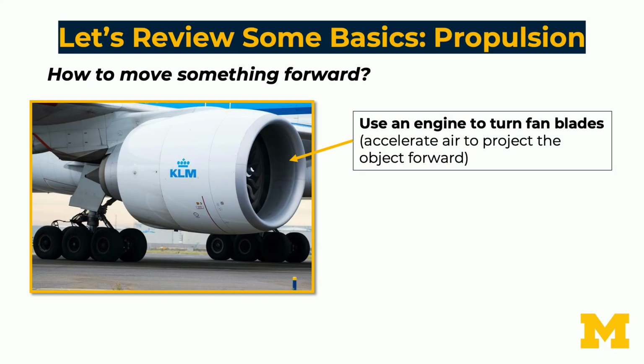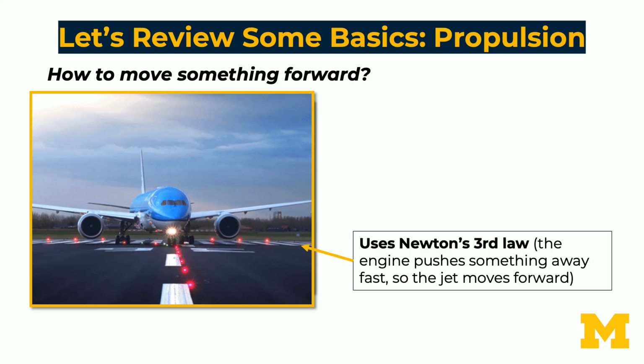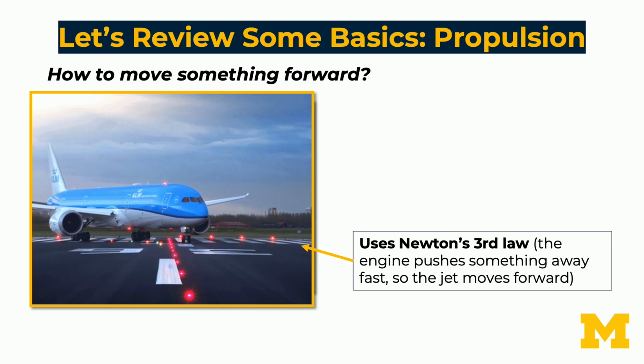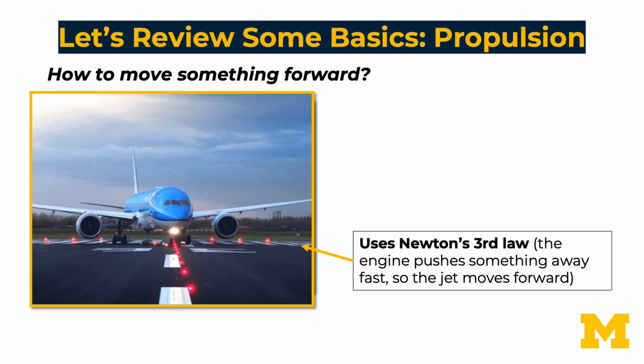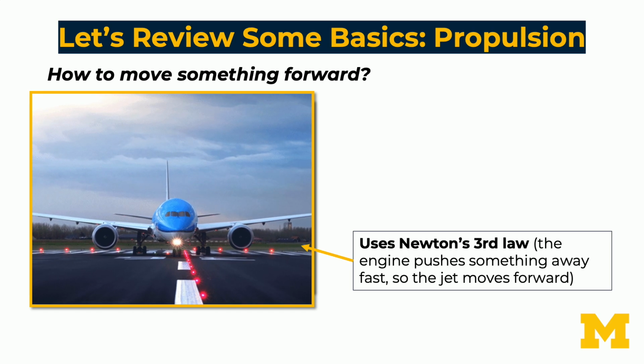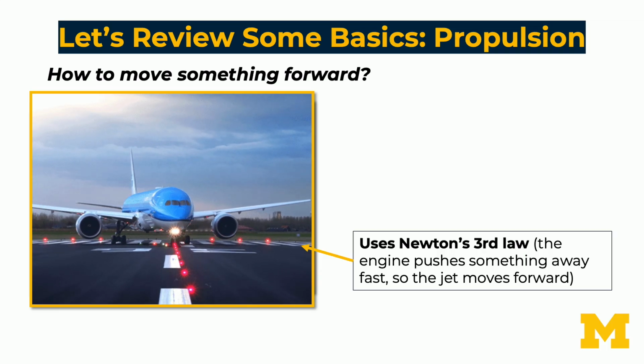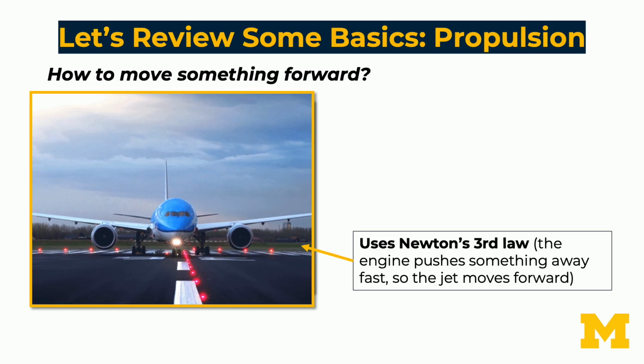So how do we move something forward using a jet engine? Well, the engine turns fan blades, and these fan blades accelerate the air. So it brings in air and then accelerates the air out the back. And it uses Newton's third law. So it brings in air and then it shoves it out the back at a much faster speed. And so then it's propelled forward. It uses the conservation of momentum to accelerate the air out the back and then push itself forward.